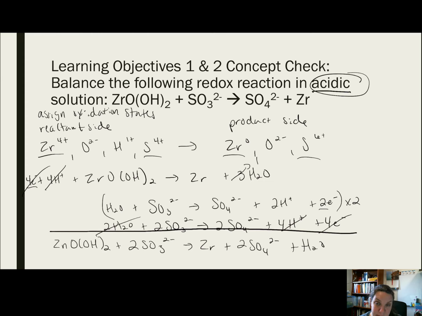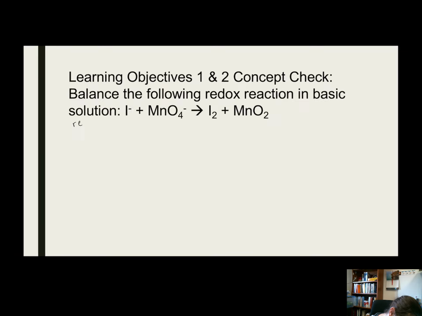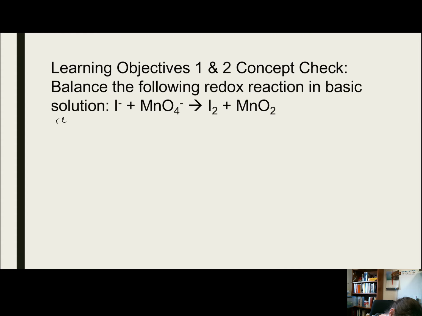Let's try in basic solution, see how it's a little bit different. We can again assign our oxidation states. On our reactant side and our product side, we have I minus on our reactant side, manganese 7 plus, and oxygen 2 minus. So going to iodine 0, manganese 4 plus, and oxygen does not change.